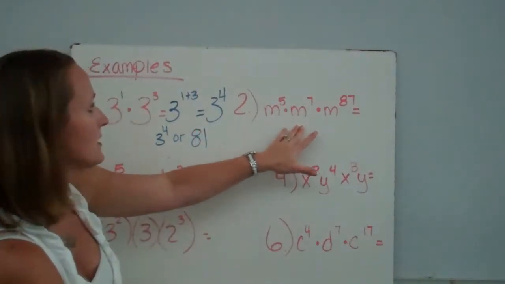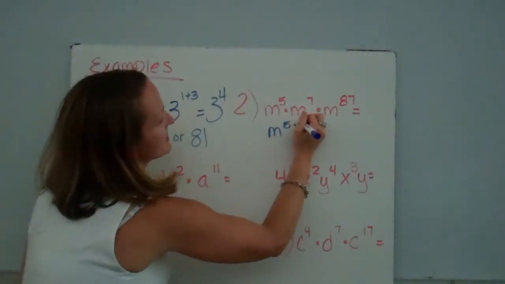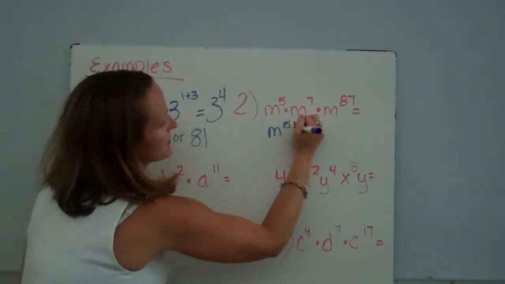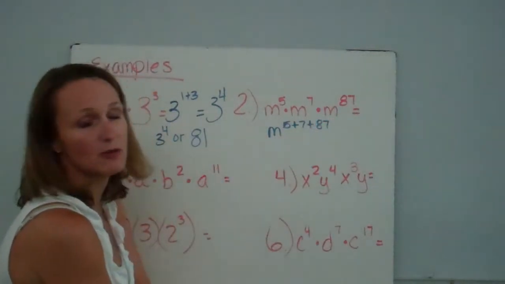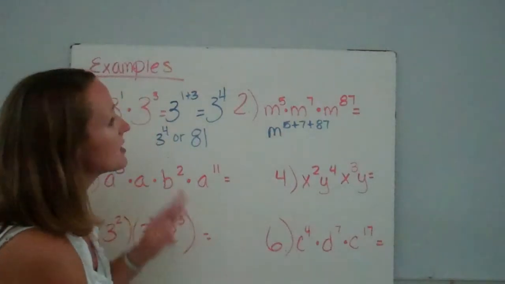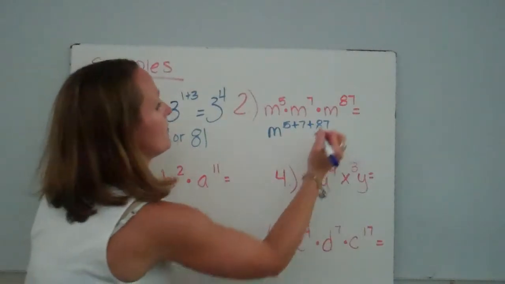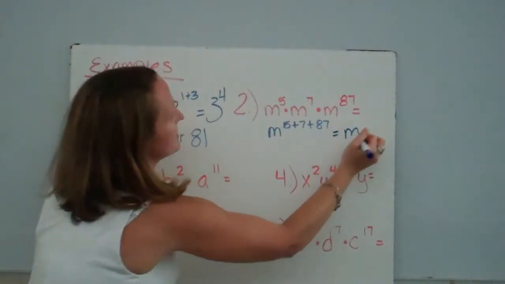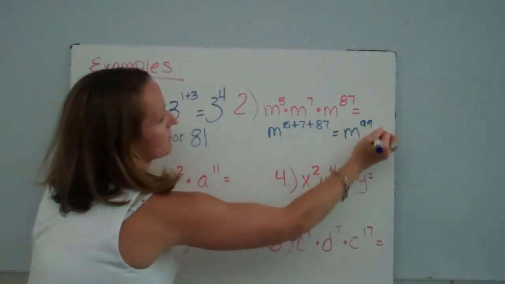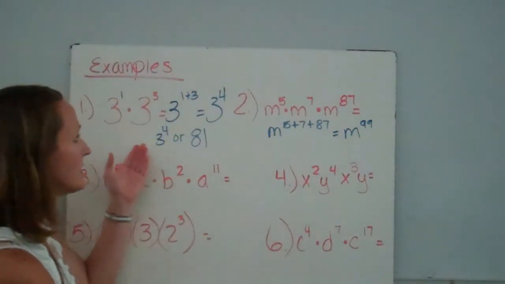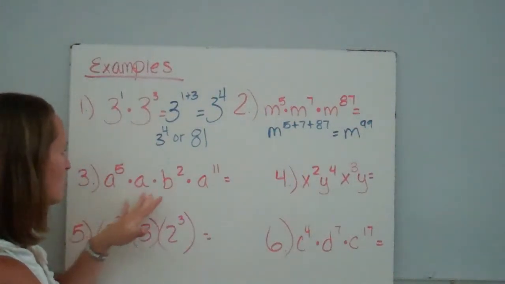Okay, what about over here? I have m to the 5 plus 7 plus 87. Thank goodness for the rule, because I would not want to have to write out m 87 times. So 5 plus 7 gives us 12. 12 plus 87. This one becomes m to the 99th. Obviously, I can't simplify it like I did this one because we're dealing with a variable and not a number.